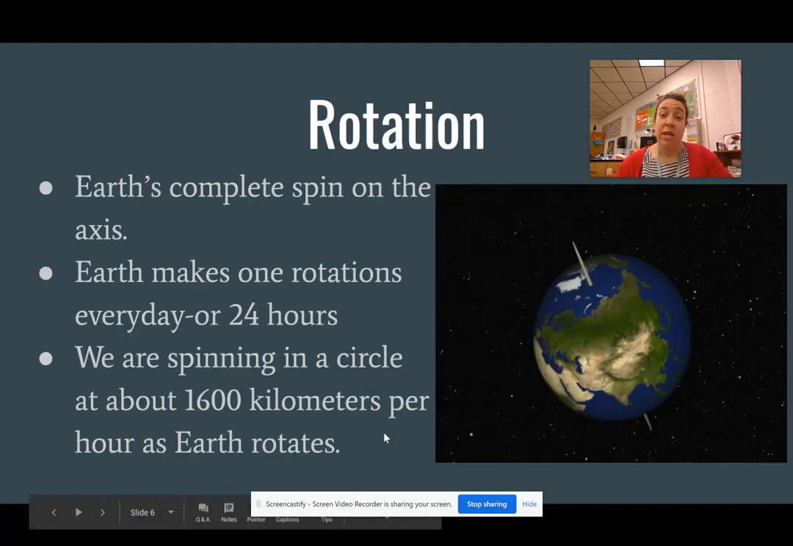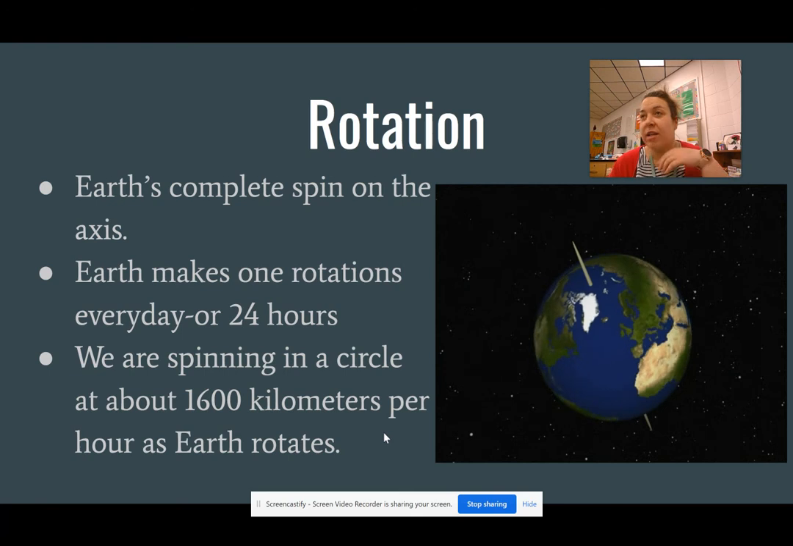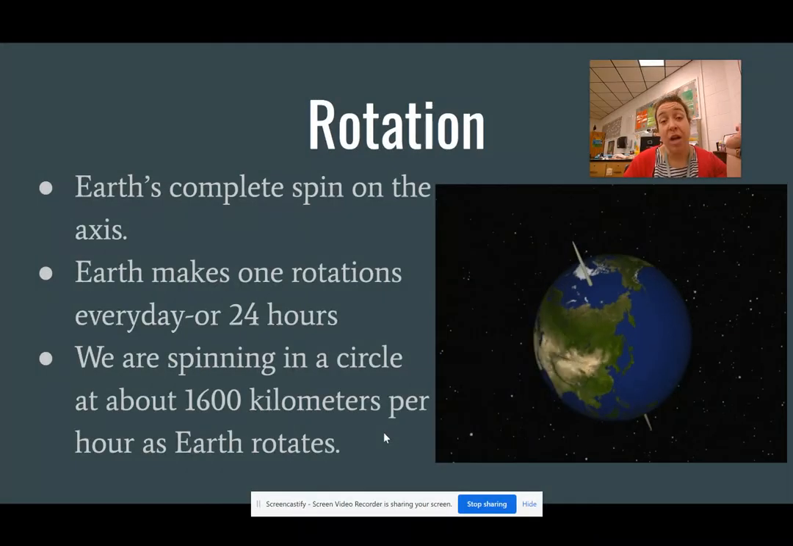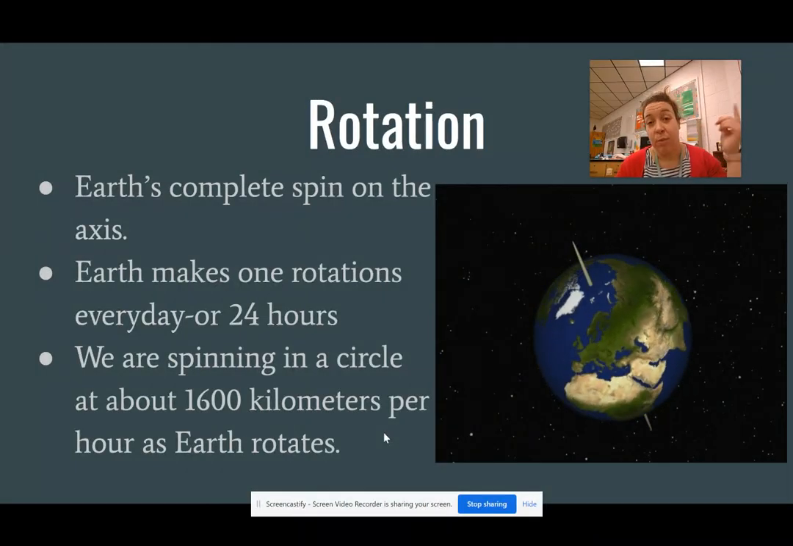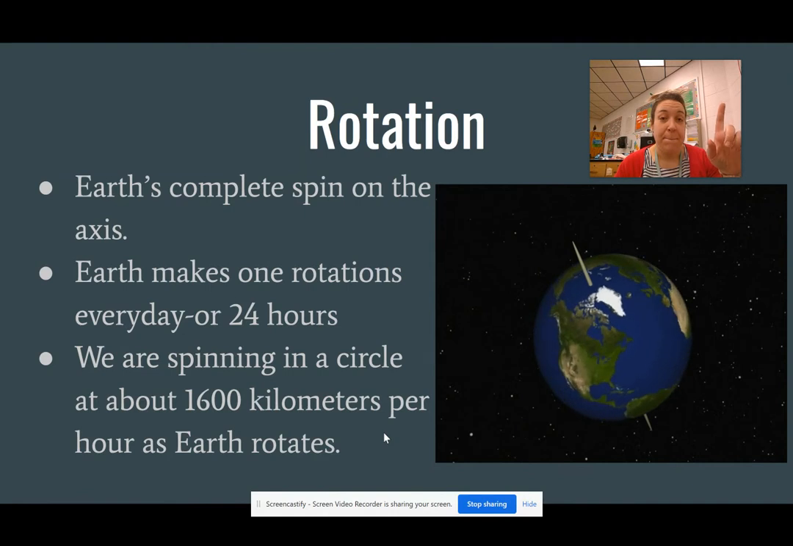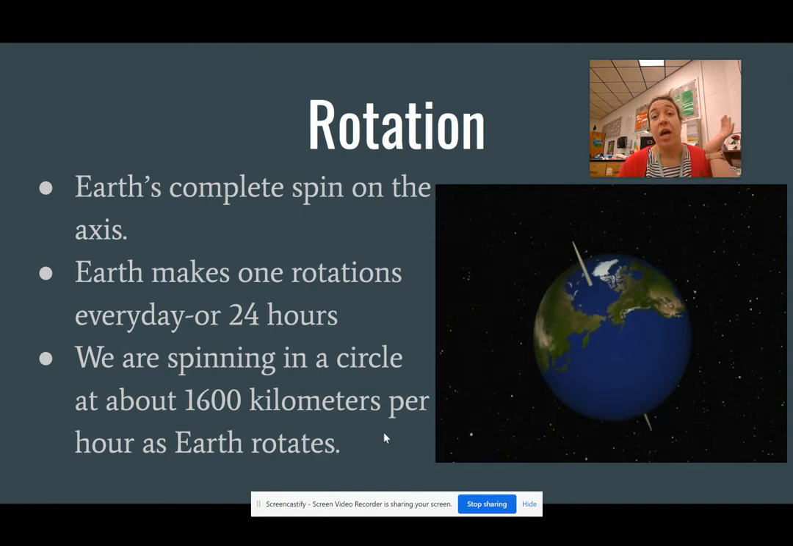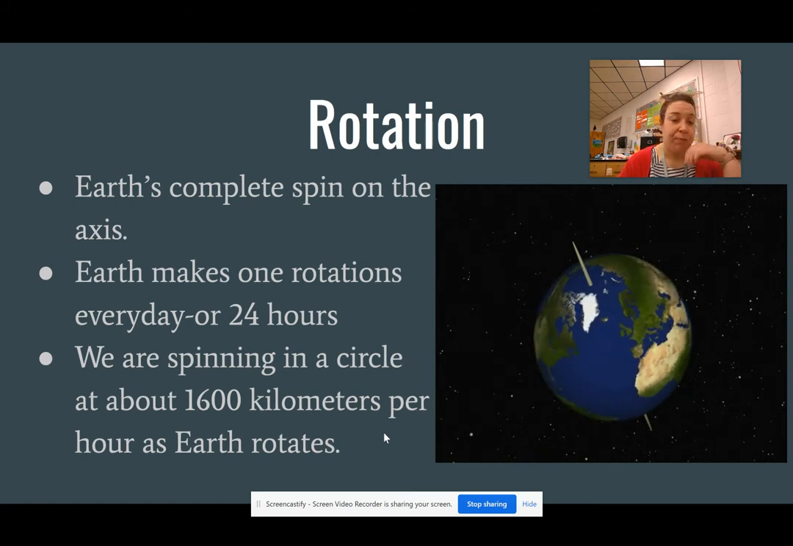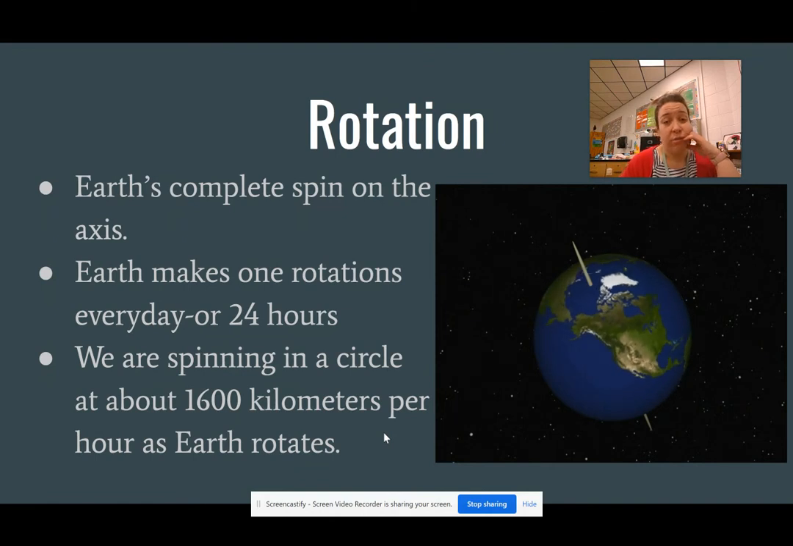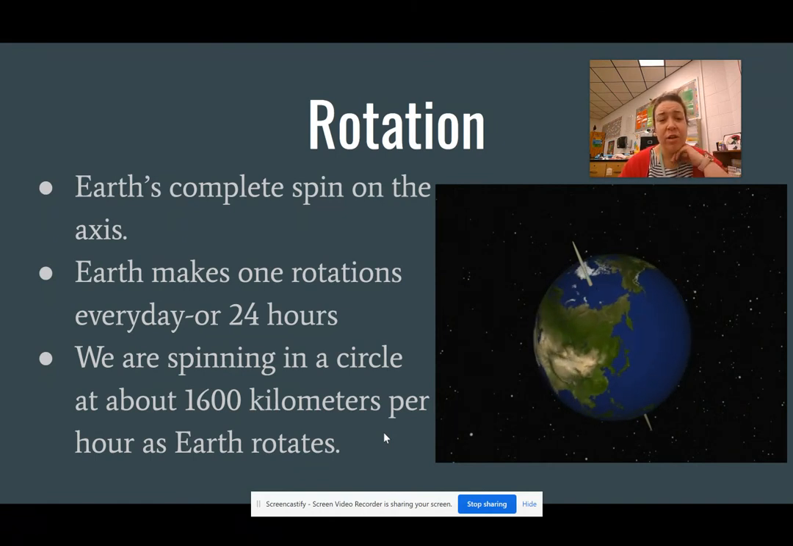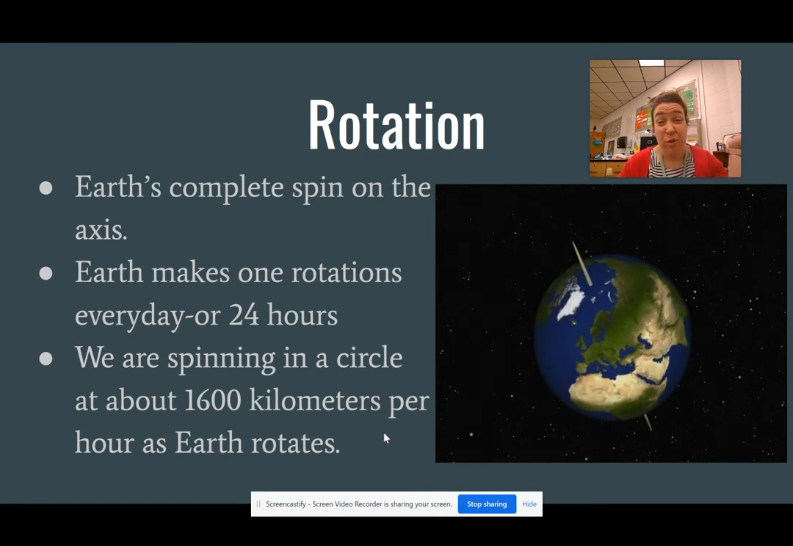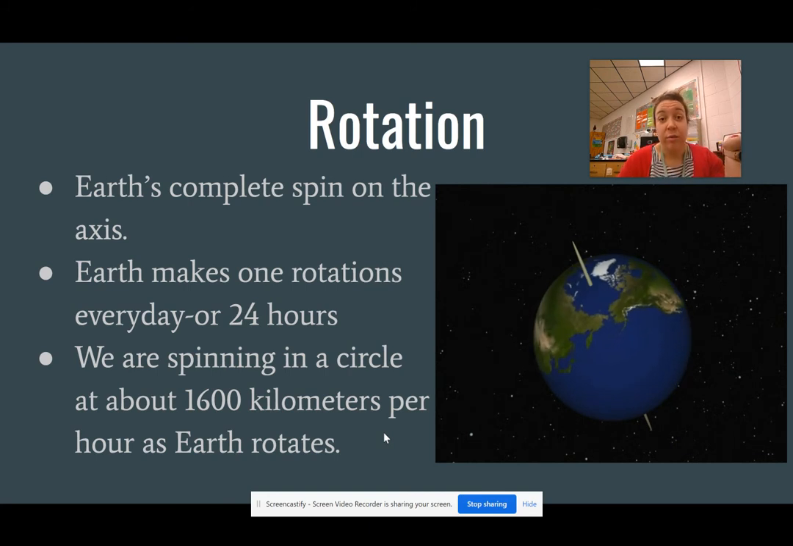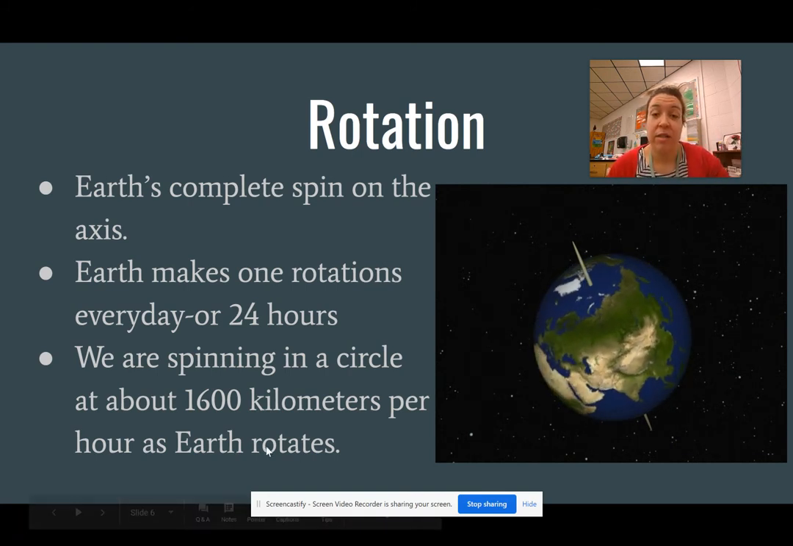All right, next we're going to talk about rotation. Oh, look, it's spinning. Oh, technology, it's fantastic. Basically, rotation is just the complete spin on the axis. Obviously, we do this once every 24 hours. That's how we get our night and day, because we're moving away from or towards the sun. We are spinning in a circle and it goes pretty fast, about 1,600 kilometers per hour. If it were just to stop, it would kind of mess us all up. So we're moving pretty quickly. We just don't notice it because it's always been moving like that for us. So that's rotation.